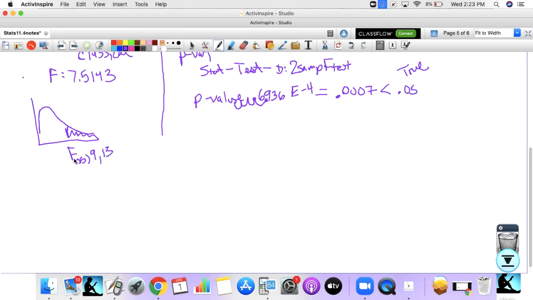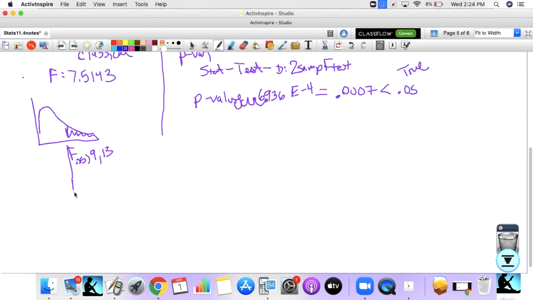So I'm going to go to the back of my book right now. I'm going to go to my A16 through A19, and I'm going to find my corresponding f-score that I'm going to use for my critical value, okay? So I'm looking for 9 across the top, and then I'm looking for 13 across the side. Now the dilemma is that there is no 13 across the side. There is a 12 and a 15.